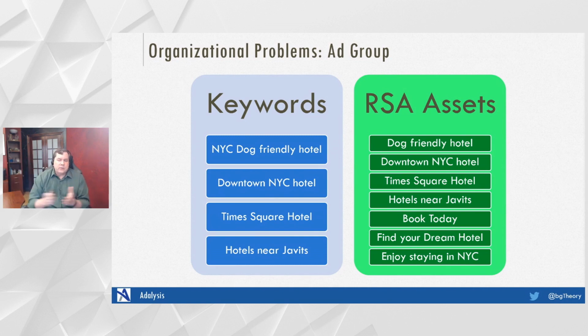When this advertiser took those keywords and made them each their own ad group and then made the assets match the keywords, suddenly they almost tripled their conversions. And so this is why you still need good ad group organization even with responsive search ads.